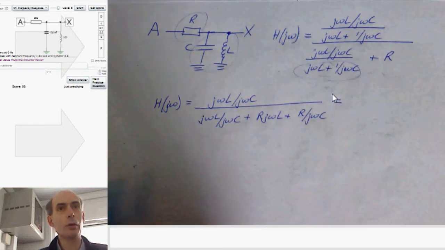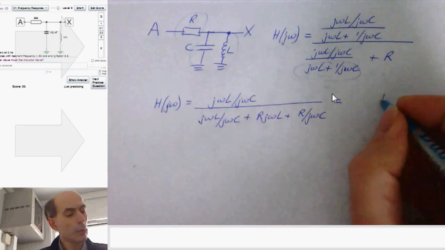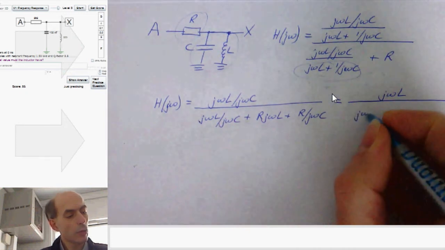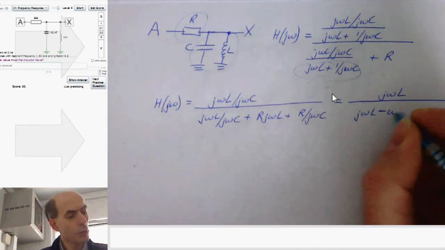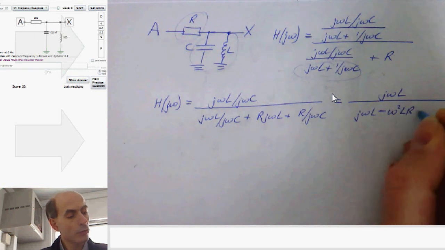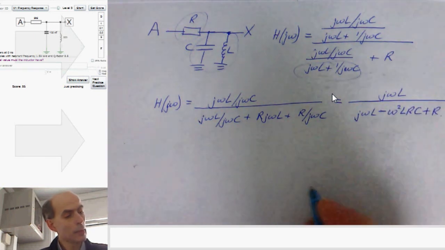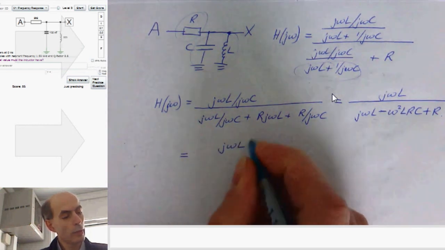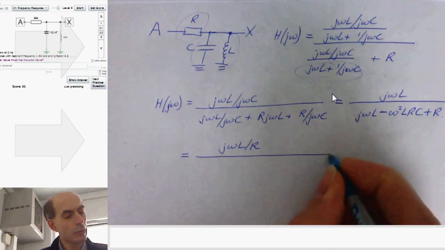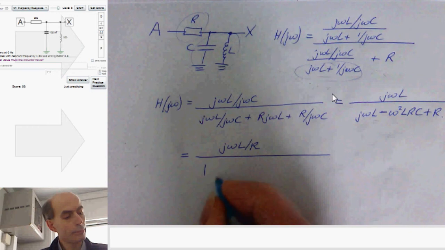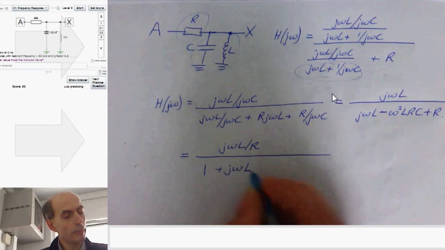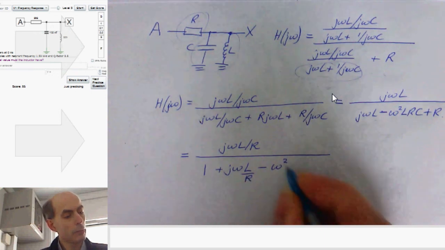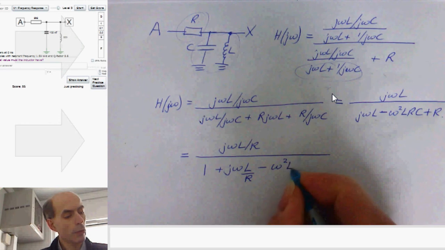Multiply through by j omega c, and we're left with j omega L over j omega L minus omega squared LRC plus R. And if I divide everything through by R, we end up with j omega L over R over 1 plus j omega L over R plus omega squared times LC.